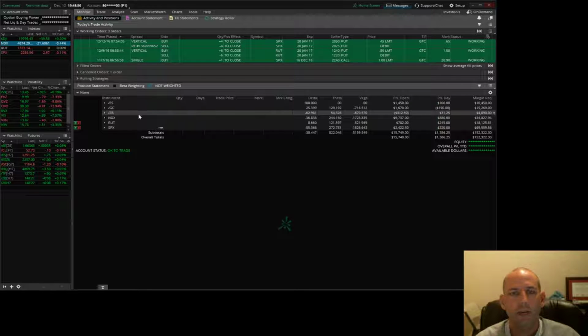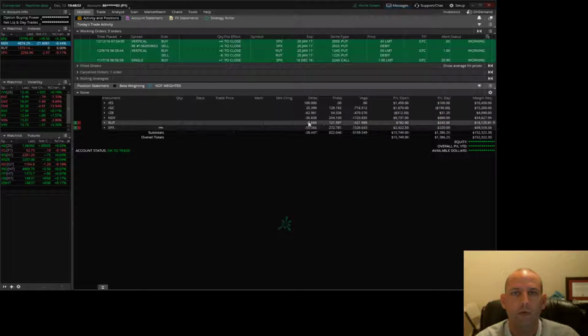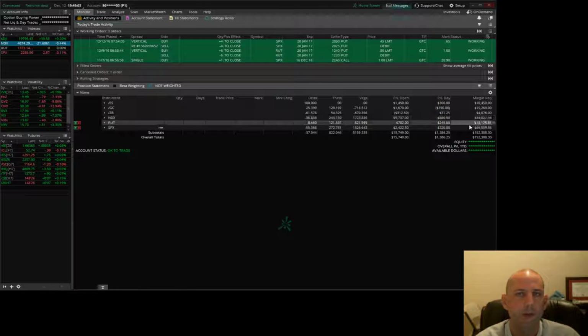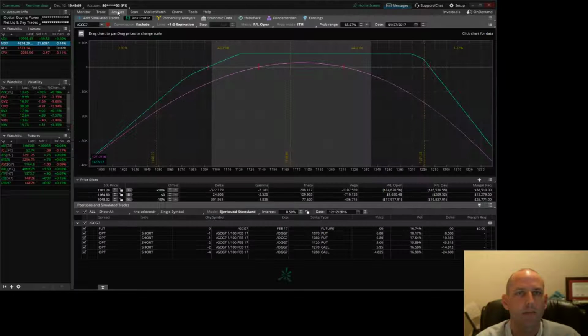And the way I like to look at them, in addition to these Greeks here, the delta and theta are what I primarily pay attention to. I don't look at the vega quite so much. And you can see the P&L open and P&L for the day, as well as the margin requirement, which is actually important as well, how much margin I have saved up to initiate new positions. What I prefer to look at is over here on the Analyze tab.